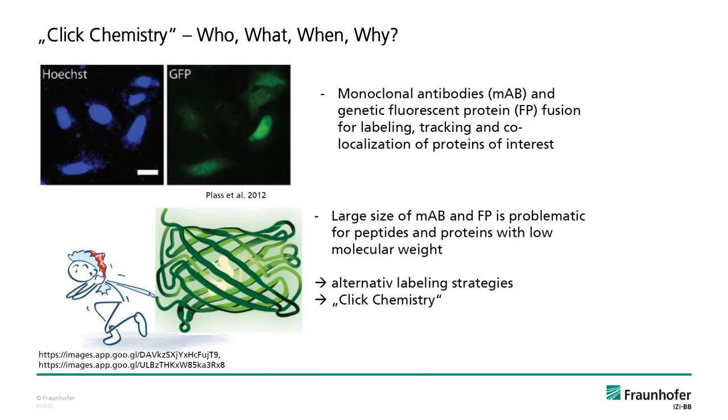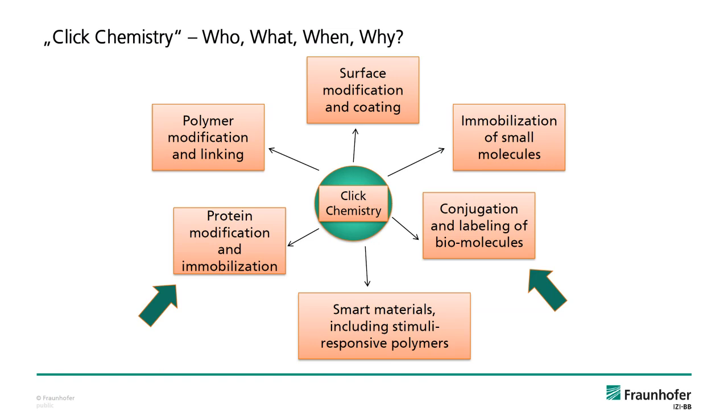So most of the people want to stain their target proteins, and often they're using fusion proteins like GFP, or they use monoclonal antibodies. And even in particular, if you have small target proteins, the GFP or the monoclonal antibody might have a really high molecular weight and might influence the structure and the function of the target protein. So therefore, we need small protein labels, and a really common labeling strategy is to click these small molecules via click chemistry. As was already mentioned, there are a lot of applications for click chemistry, and I want to focus today on the protein modification and immobilization, and on the conjugation and labeling of biomolecules.